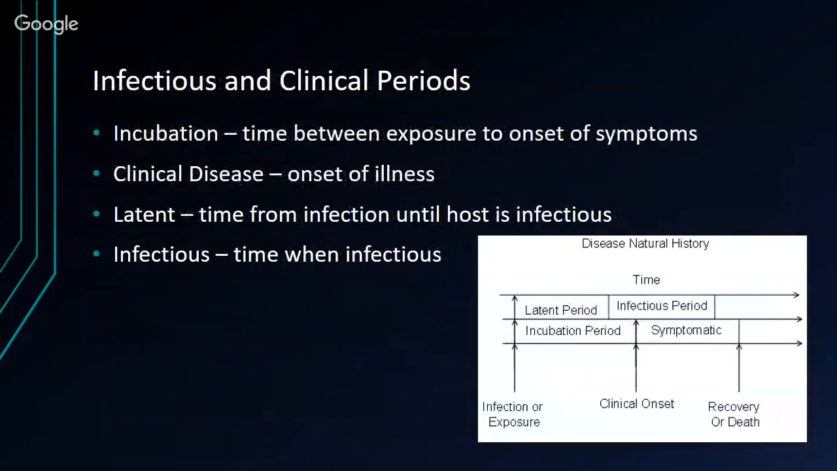The clinical onset of disease occurs after incubation and the infectious period occurs after the latent period. So those two are related to each other. And these two sets of infection status can occur concurrently and overlap. So you can begin having symptoms before being infectious, or you can be infectious before you have symptoms. Any questions with that one?